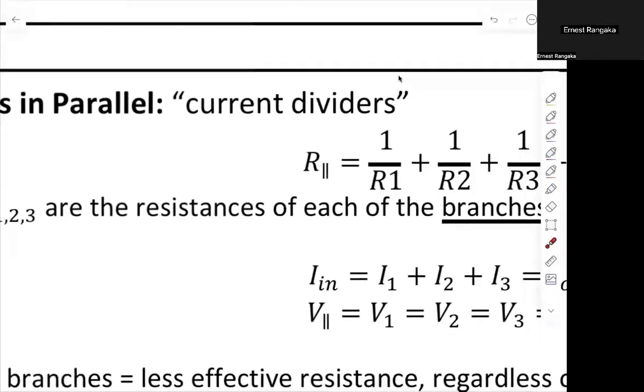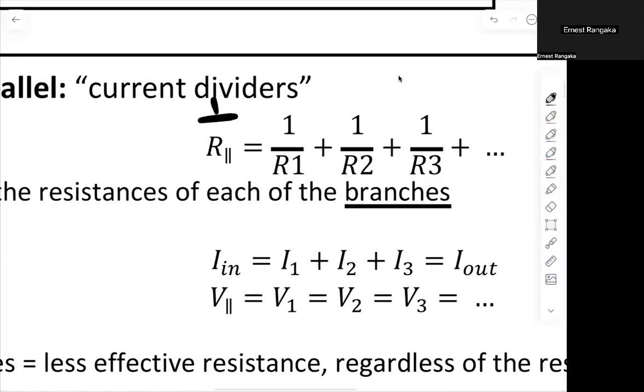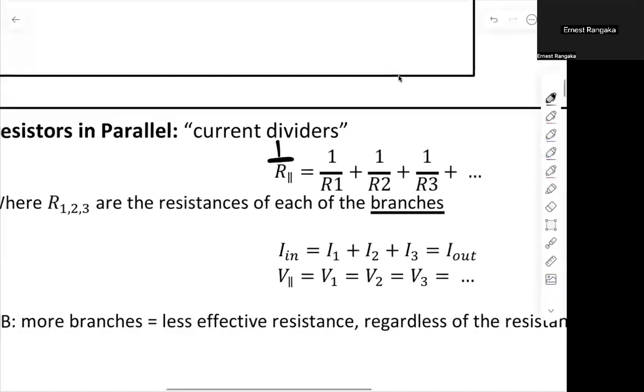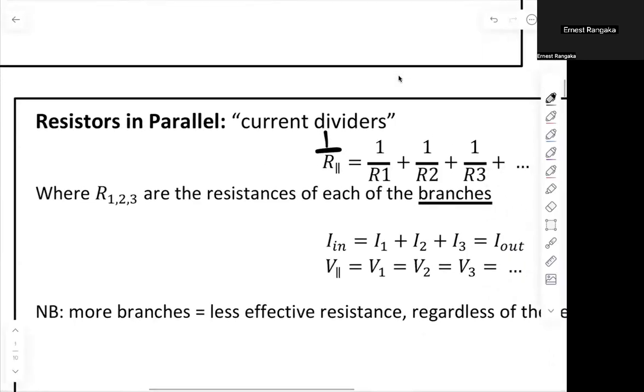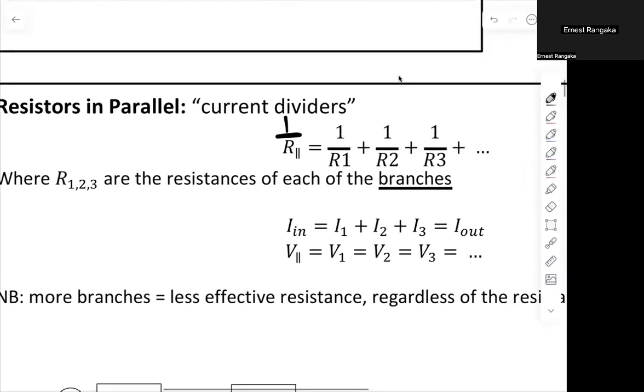So that was a little mistake there. This is supposed to be, let me quickly fix it on the screen. That's 1 over R parallel is equal to 1 over R1, 1 over R2, etc. Just like that. Let me write it a little bit neater. Then we can quickly have a look at it together. There we go. 1 over that is equal to 1 over all of those there. Now again, where R1, R2, and R3 are the resistances of each of the branches of the parallel.